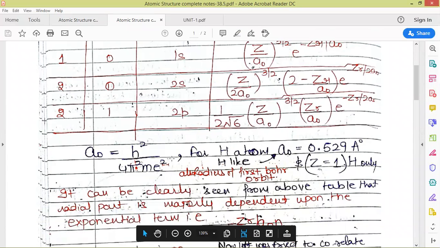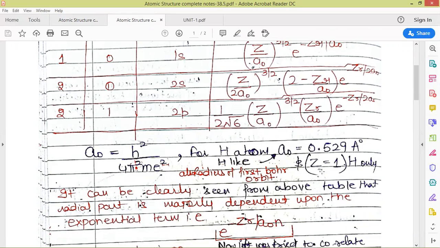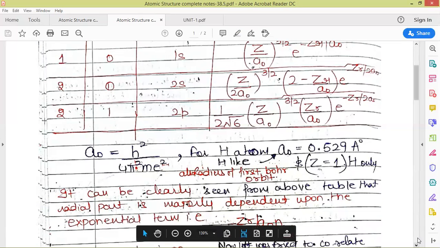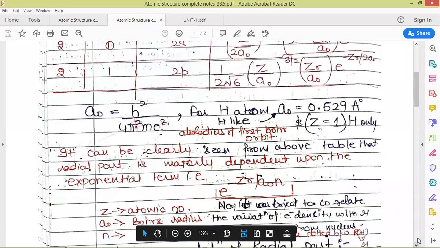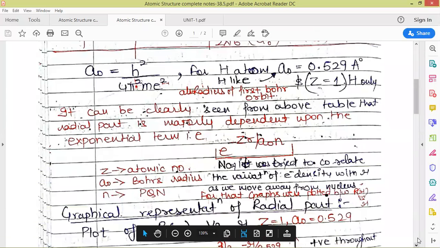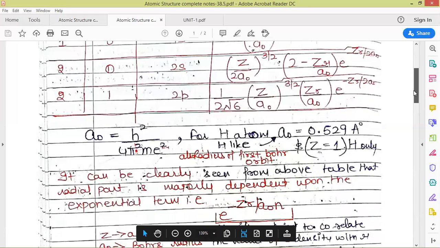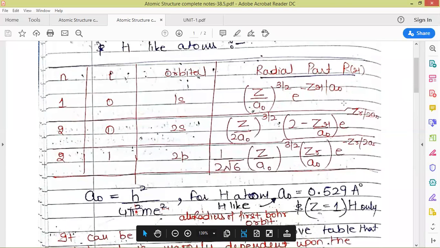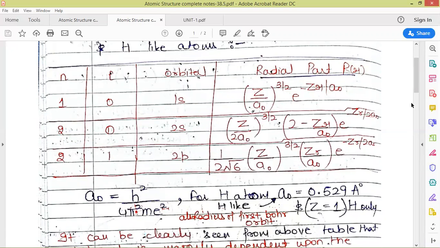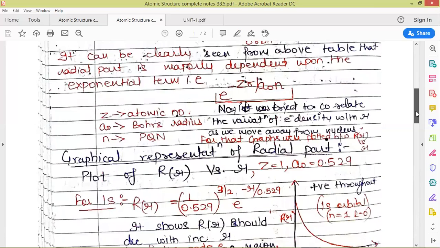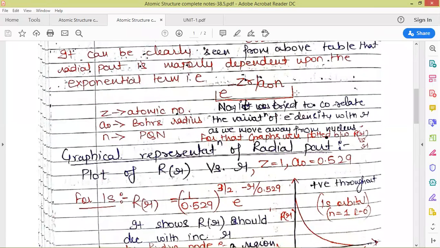Here a0 represents the radius of the first Bohr orbit, that is 0.529 angstrom, and the value of Z for the hydrogen atom is always 1, as this is the atomic number. It can be clearly seen from the above table that the radial part is majorly dependent upon this exponential term. This is the exponential term.